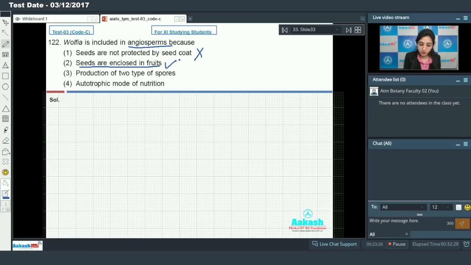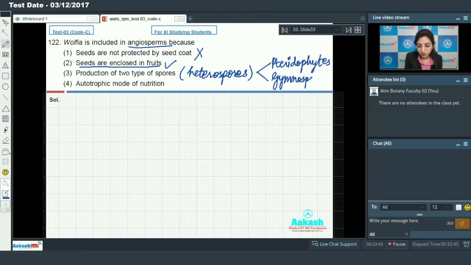Production of two types of spores. That means heterospores. अब two types of spores are produced in pteridophytes. कुछ pteridophytes में produce होते हैं. They are also produced in gymnosperms and in angiosperms. So this is not the feature कि हम ये बोल सकते हैं कि Wolfia angiosperm में इसलिए included है because वो heterosporous है. No, because pteridophytes में भी कुछ members heterosporous हैं. Gymnosperms and angiosperms में भी heterosporous organisms होते हैं. So this is not the feature.